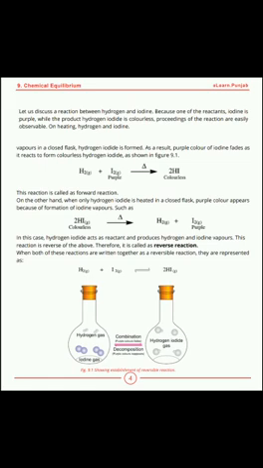This reaction is called forward reaction. Why forward reaction? Because hydrogen and iodine are reactants. When reactants react to form products, this is known as forward reaction. On the other hand, when only hydrogen iodide is heated in a closed flask, purple color appears because of formation of iodine vapors.